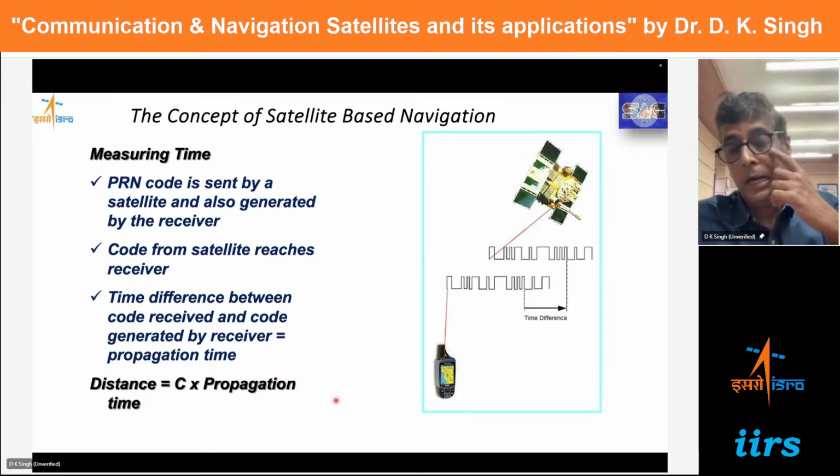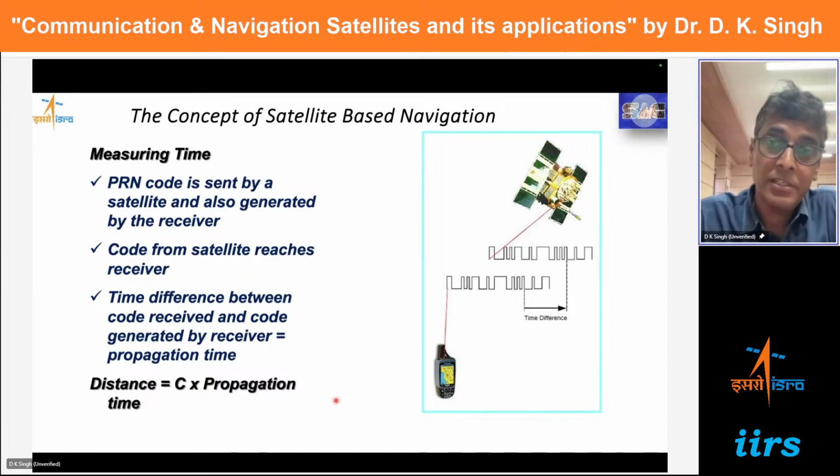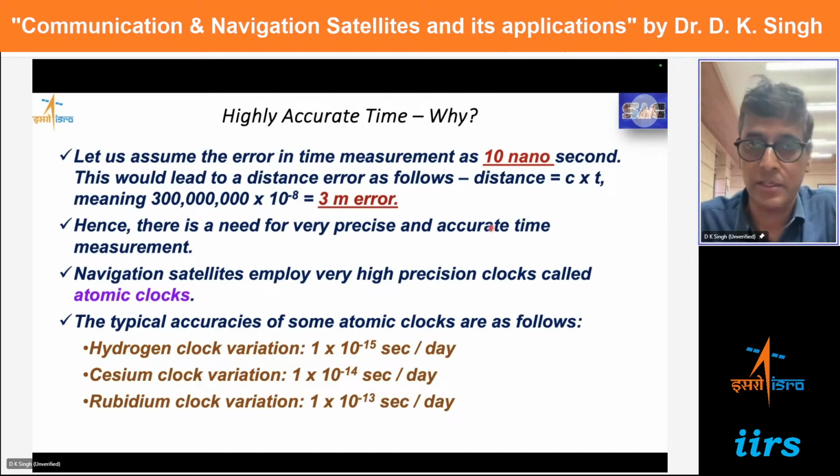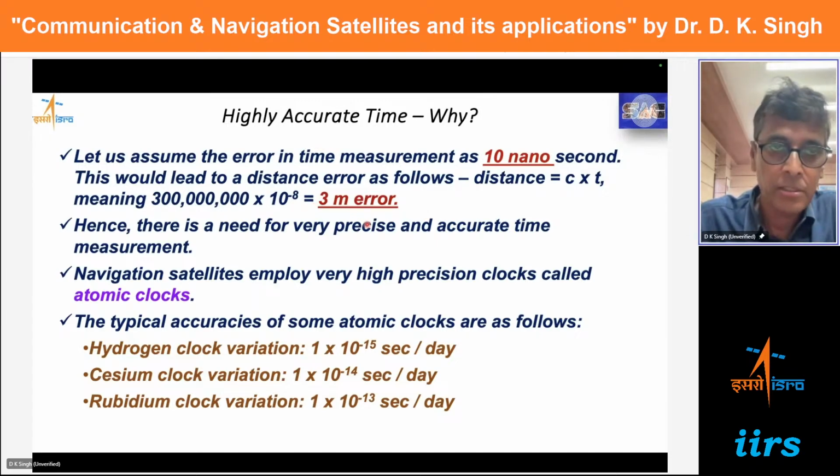Now that means everything is depending on the time. So the time measurement should be very, very accurate. Just to give you the idea of the accuracy, if your time measurement is off by 10 nanoseconds, your position will be off by 3 meters because the velocity of light is so fast.